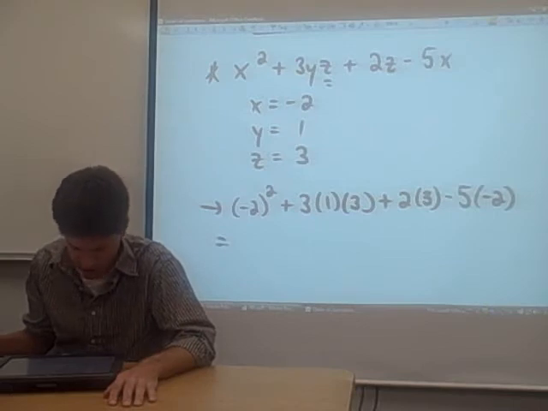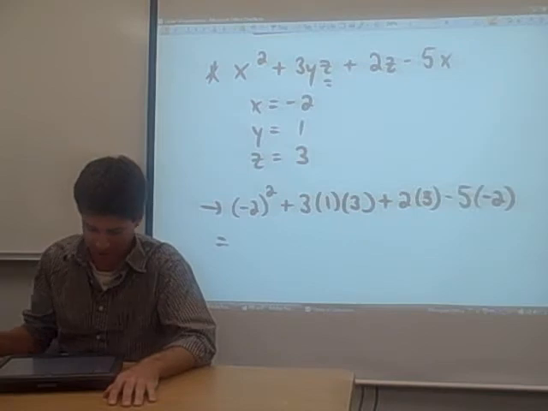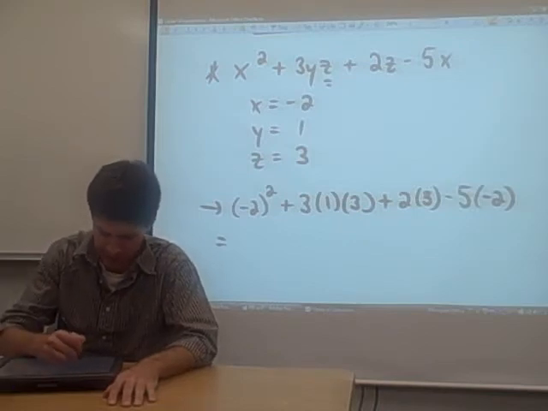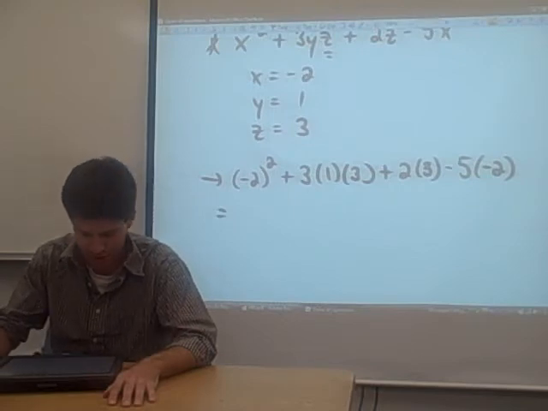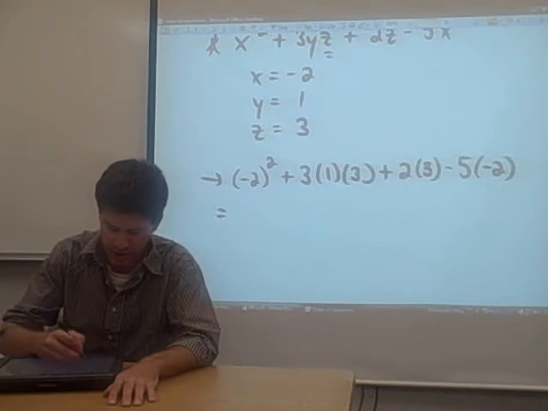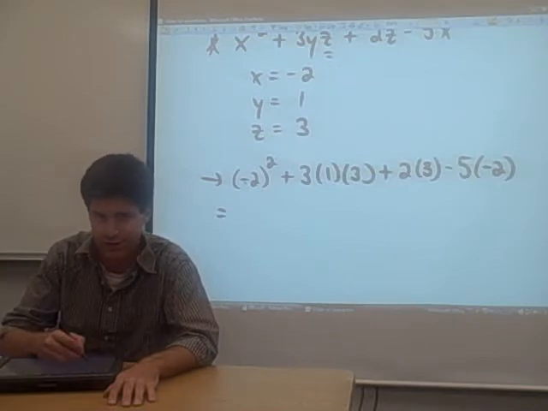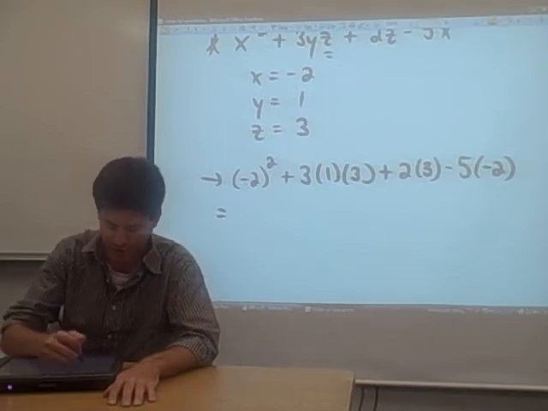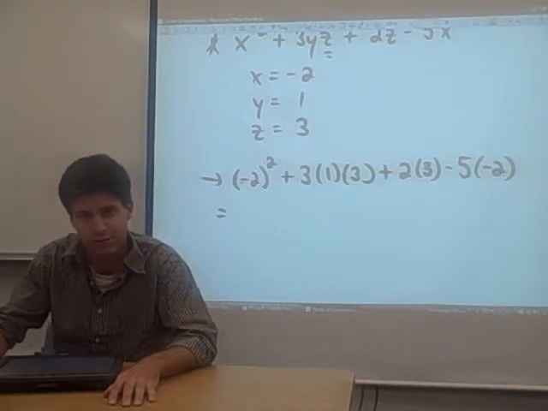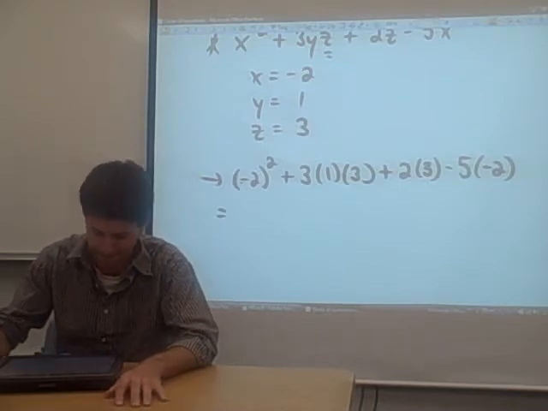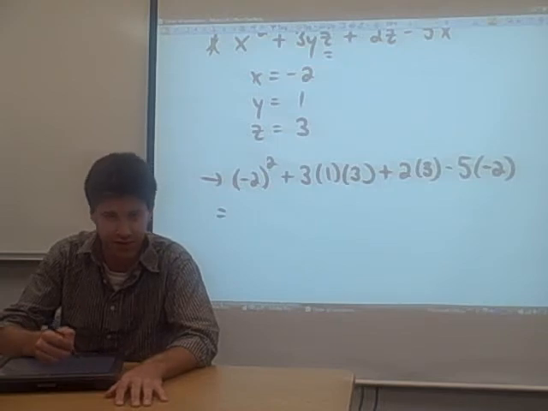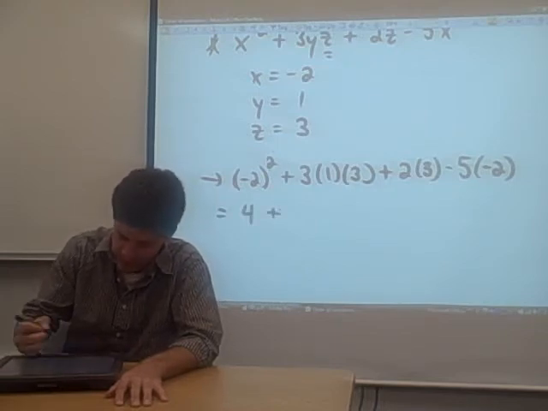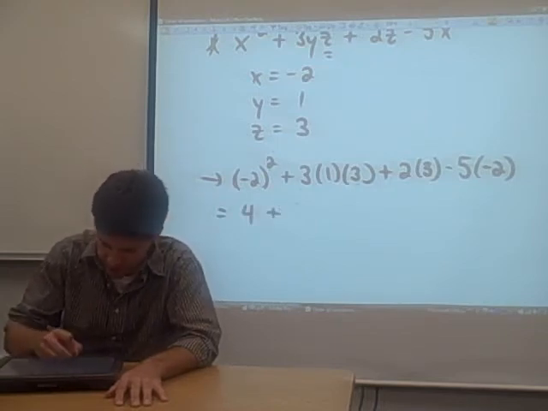Okay, so we can get rid of most of our parentheses here. However, if we go to the exponent section of the order of operations, you'll remember something about squaring negative numbers. When you square a negative number, the negative sign just goes away. So that's why it's important to put parentheses around all of your numbers when you substitute. It keeps your negatives straight. Negative 2 squared is positive 4. I'm just going to get rid of these parentheses because we don't need them.